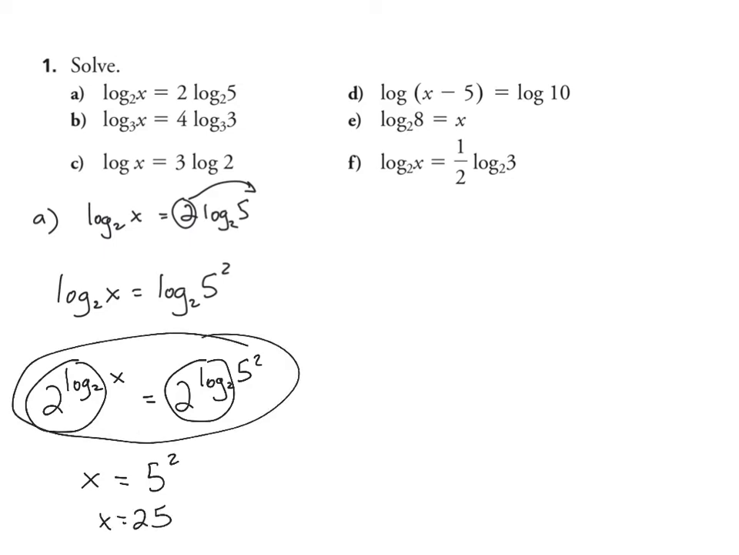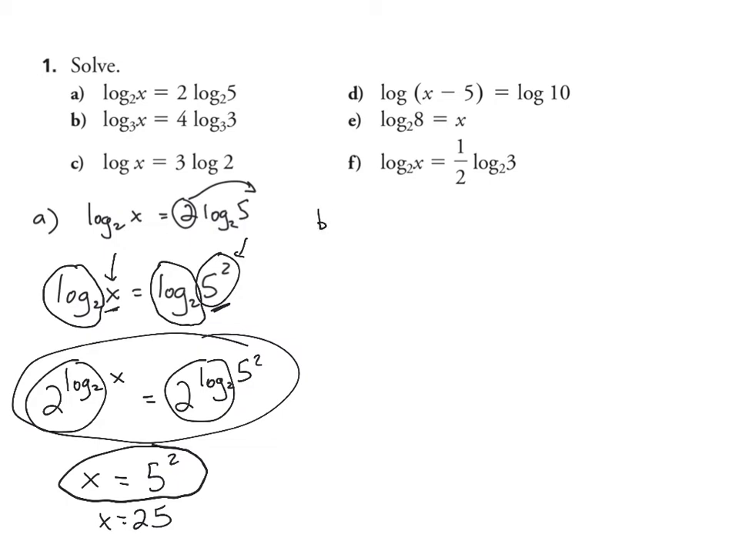This is kind of an unnecessary step. That's my way of thinking of it. But if you have log base 2 of x is equal to the log base 2 of 5 squared, well then obviously x has to equal 5 squared. So you could just go right straight to x equals 5 squared.